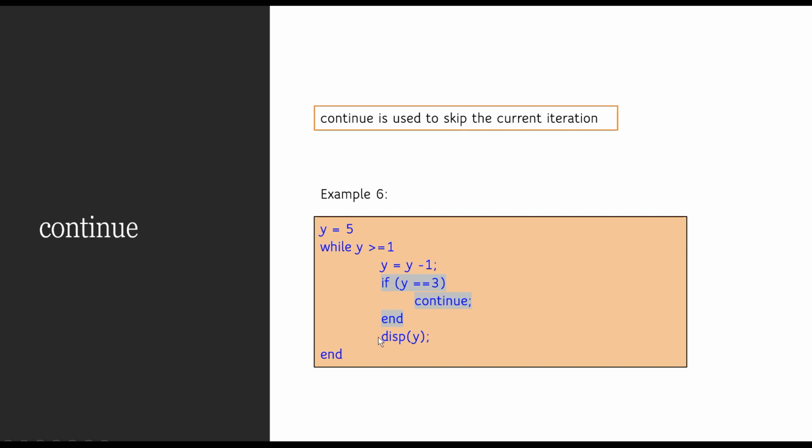Continue here means we're not going to run this code. We're not displaying the value of y when y equals 3, but then we're going to get back to while. And the value of y now is 3. So we run this statement, and this statement is decreasing y by 1.